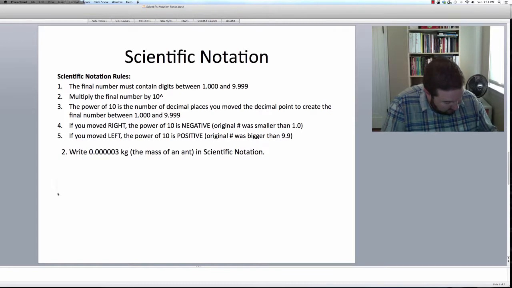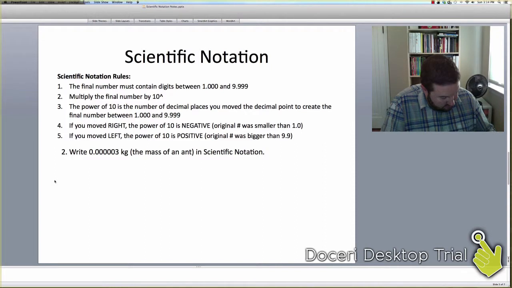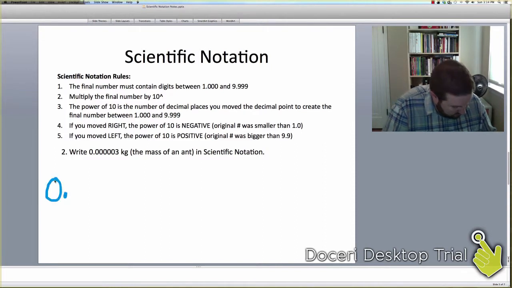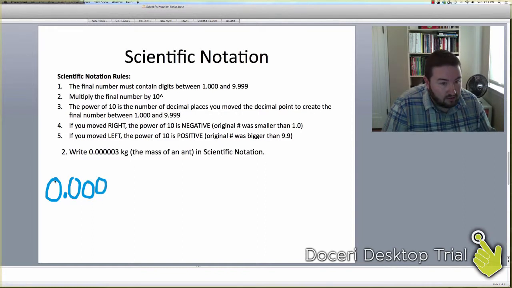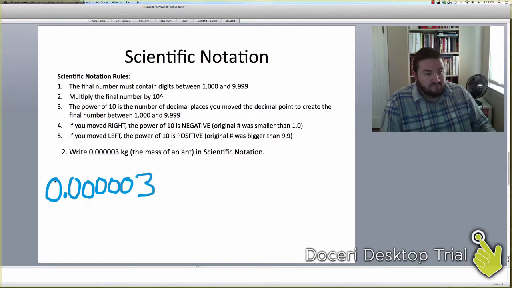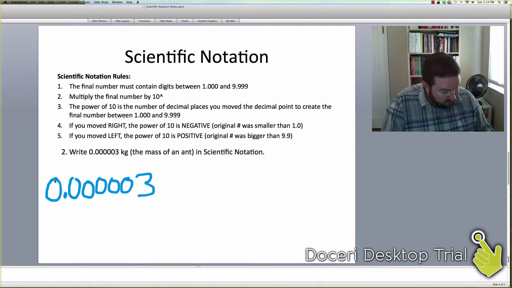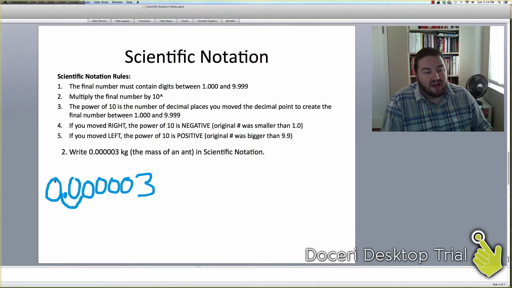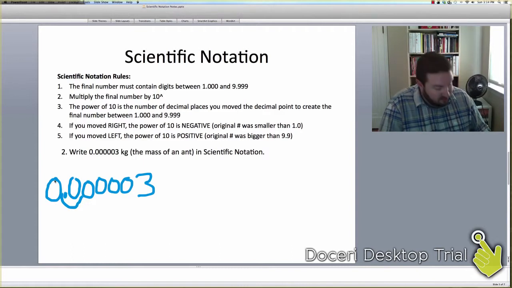So again, I will start by writing my number. So here we have 0.0000003. So again, that's way too small. So this time I'm going to move my decimal point to the right. I'm going to move one place and check. So hey, does that number fall between 1 and 9.99? The answer is no, it's still way too small.